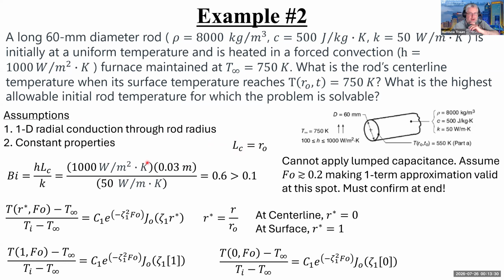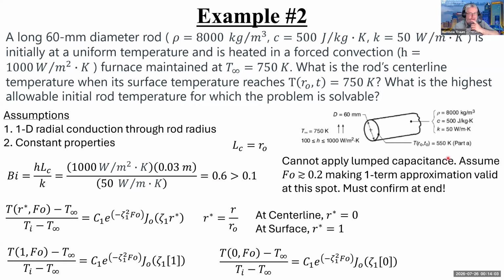Okay, so the first thing that we're going to do, which is the first thing we always do when solving any sort of transient conduction problem, is to find the Biot number. So here I am putting in my h and my Lc and my k, right? The h is here. The Lc is half of the diameter, which is the radius, and then the k is given there. And I get 0.6, which, oh, darn, is greater than 0.1. So I cannot apply lumped capacitance, right? Because the Biot number is too big.